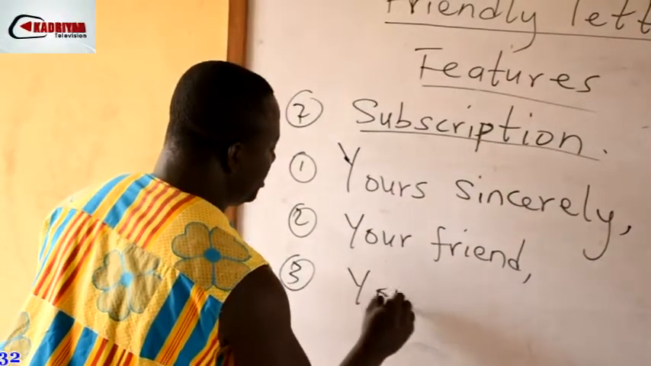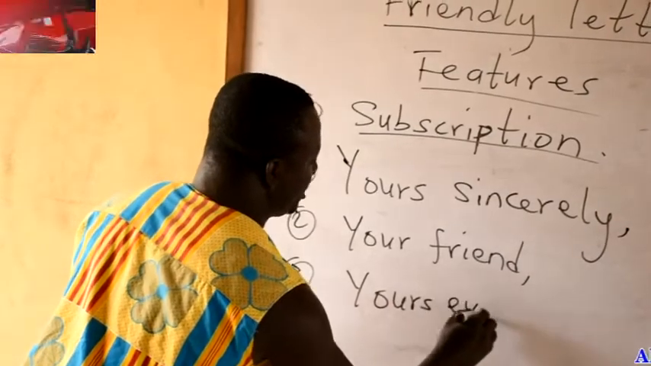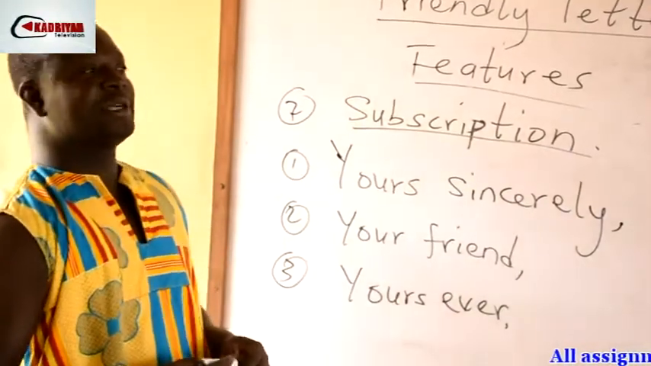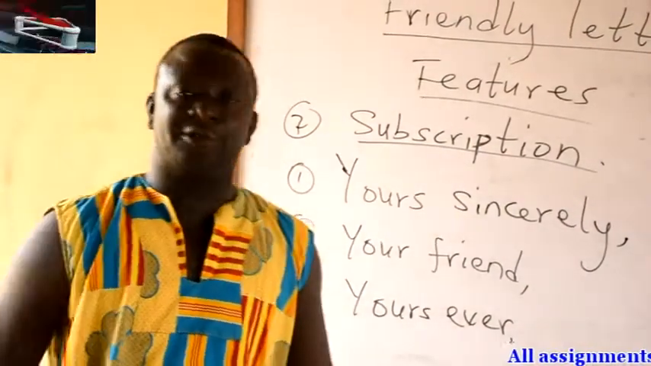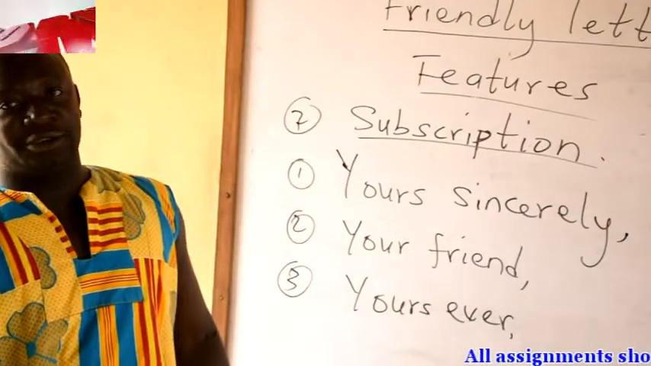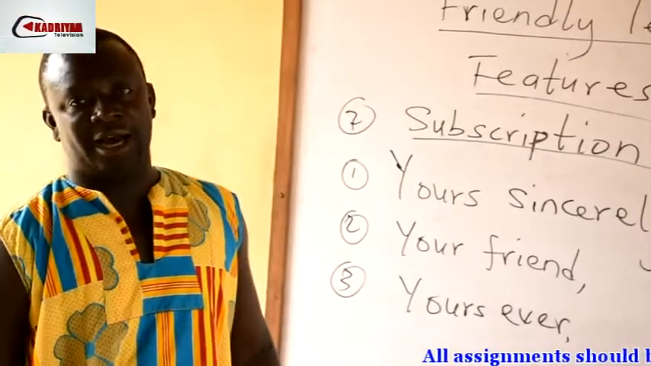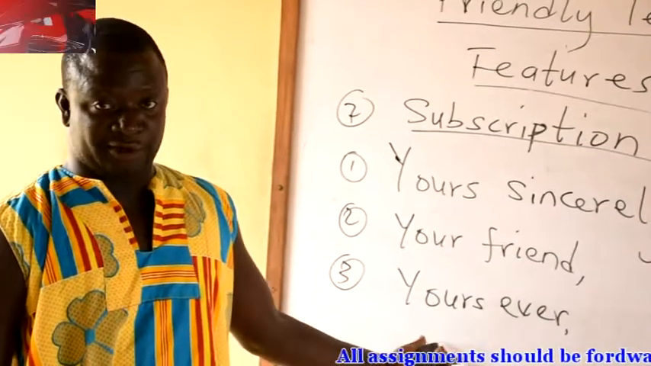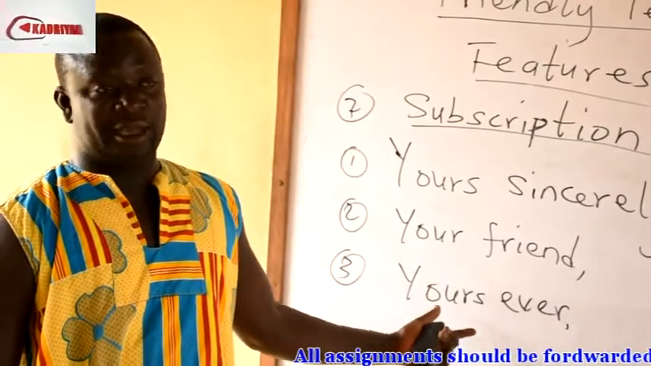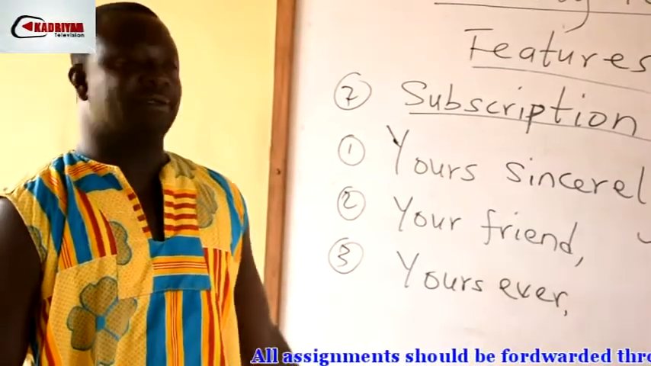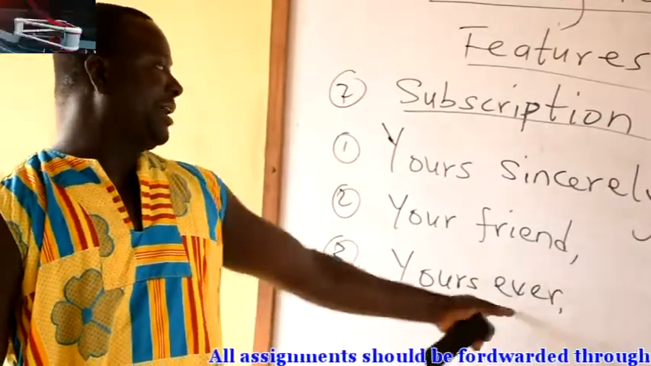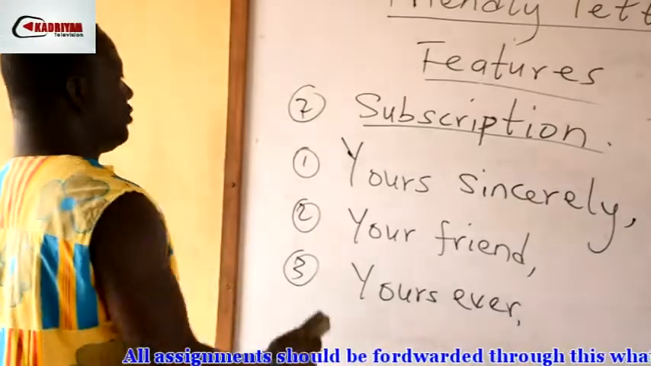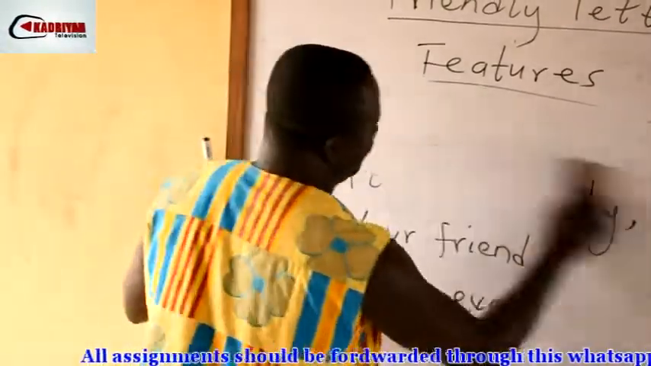You can also say yours ever, comma. Please don't write yours faithfully. That one is used for an official letter. I repeat, don't bring yours faithfully here. When you are writing a letter to a friend, use any of these: your friend, yours ever, yours sincerely. Let's move on to the last one, which is name.